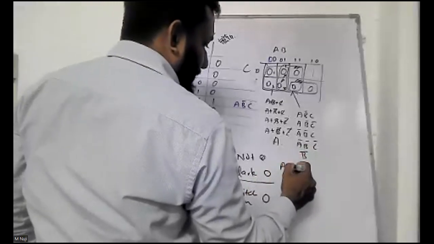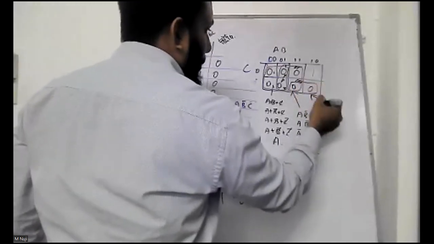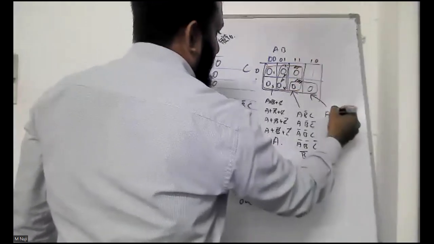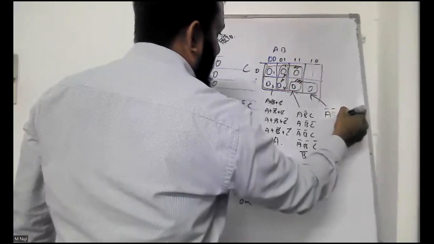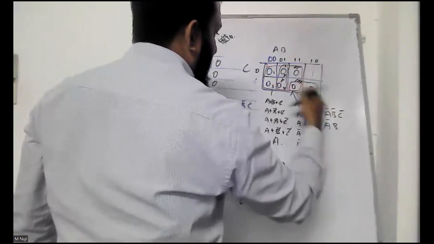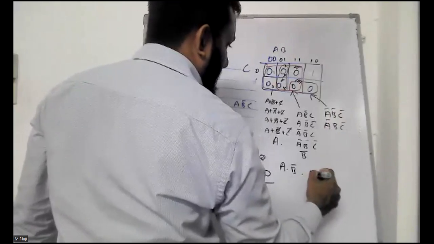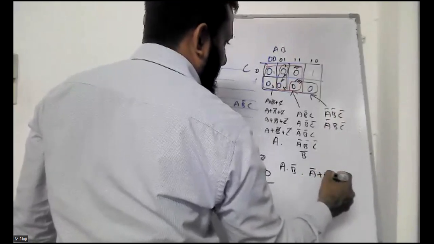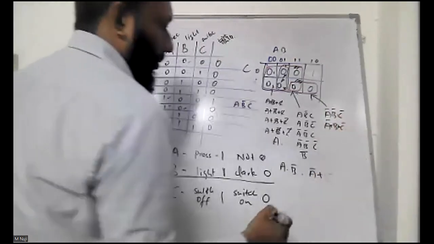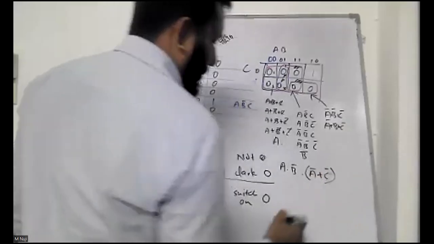So the A dot B bar, and another option is there, the two options. Number one, A bar, B bar, and C bar. And third one, A bar, B, and C bar. So then we get A bar plus, these are plus, this is a 0, first answer. So A bar plus C bar. So this is the answer.